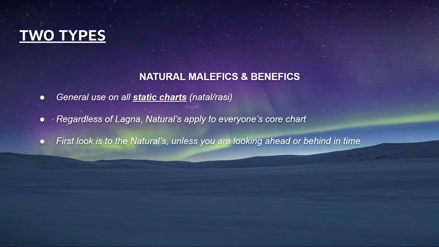Okay, as mentioned, there are two different types: natural Malefic and Benefic, and functional Malefic and Benefic. First consideration is always going to go to the natural Malefic and Benefic in the chart. These are used on all D1 Rasi charts or anytime the chart is static. When you're looking at a blank canvas that's just the potential of the native, and you're not concerned with transits or dashas or anything else in motion, you're just looking at the static planets and what they might mean to the houses. That's when you're looking at the natural Malefics and Benefics.